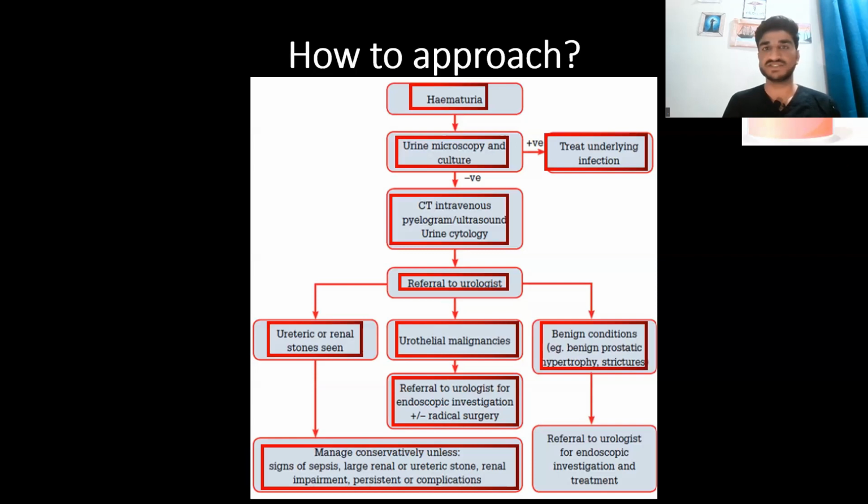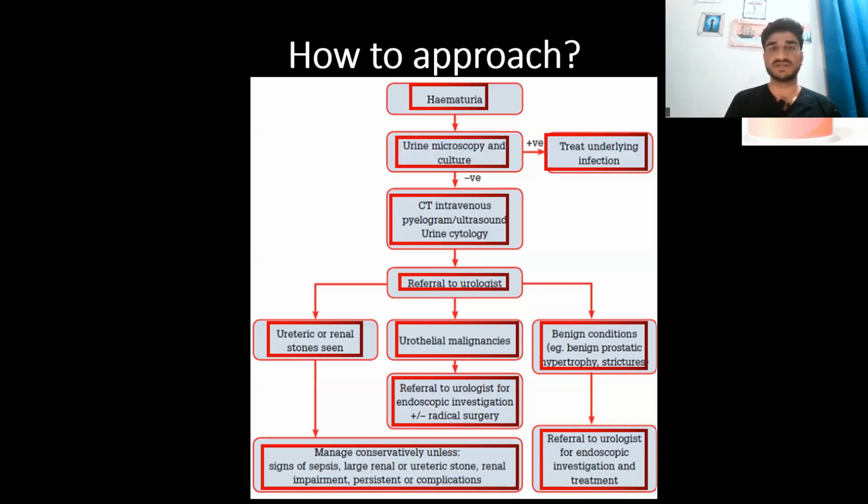So in benign conditions like benign prostatic hypertrophy or strictures, for example strictures present in the bladder, we have a fistula. The bladder may be punctured because of a fracture of the pelvic bones, but this is not very common. So we also refer for endoscopic investigation and treatment in BPH.